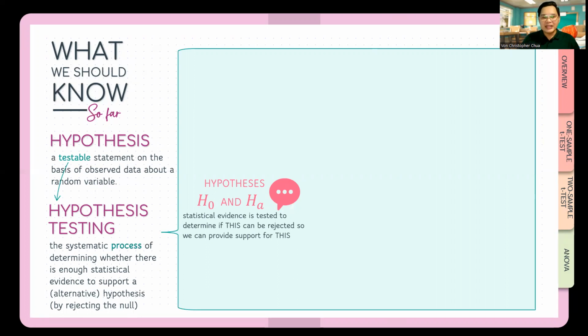Statistical evidence is tested to determine whether or not the null hypothesis can be rejected so that we can provide support for the alternative hypothesis. Remember that the null hypothesis is the one that is being considered in hypothesis testing, whether or not there is enough evidence to reject or not reject the null hypothesis. Now, in this process, eventually what we want to do is to be able to come up with a decision whether, as we said, we will be rejecting or not rejecting the null hypothesis.